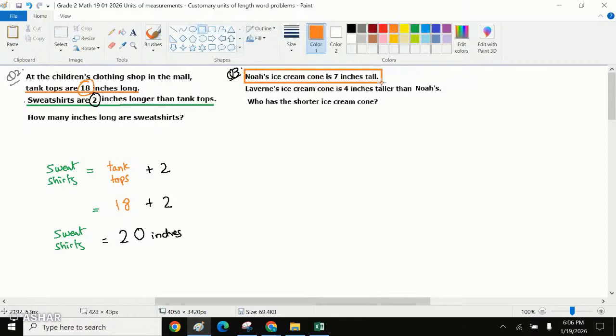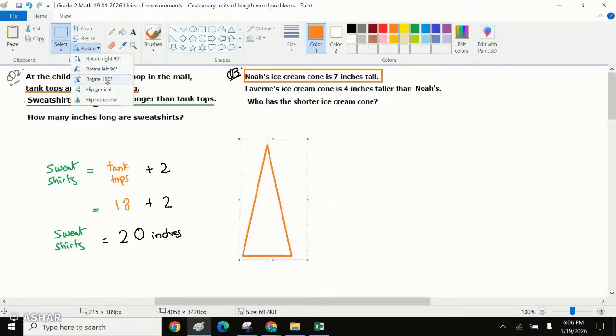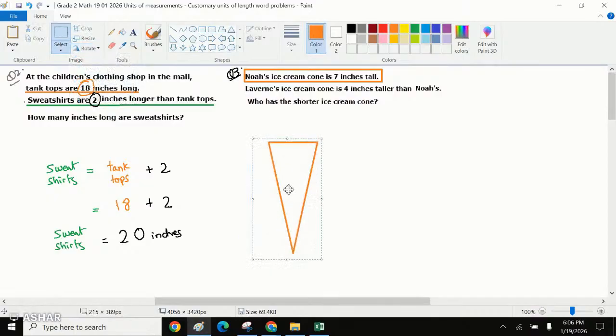7 inches tall, right? So let's suppose we have a cone. Let's make a cone out of this. I would need to rotate this shape because a cone cannot be inverted. Rotate 180, right? If this is the height of Noah's cone, that was how much? From this point to this point, the height was 7 inches, right? And this is for Noah.